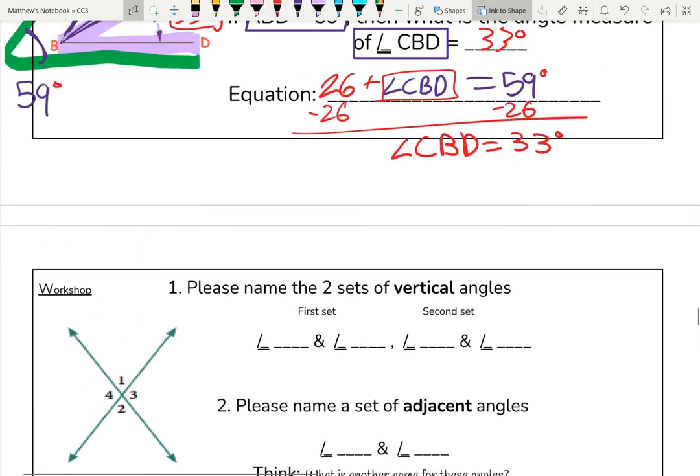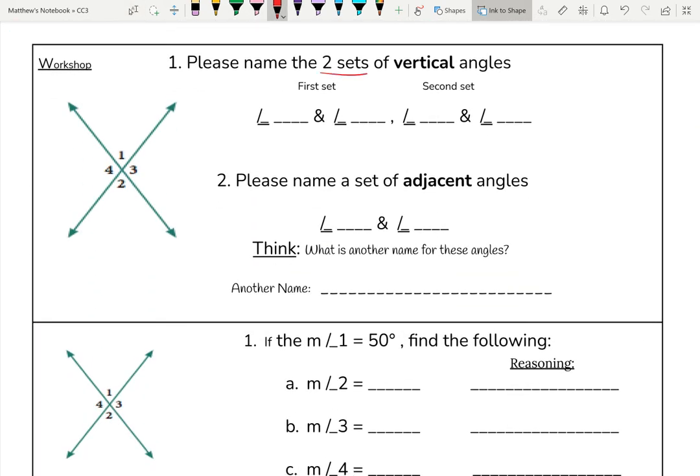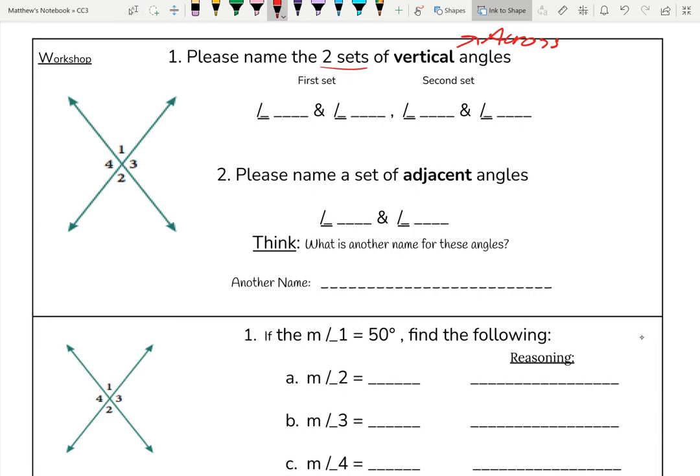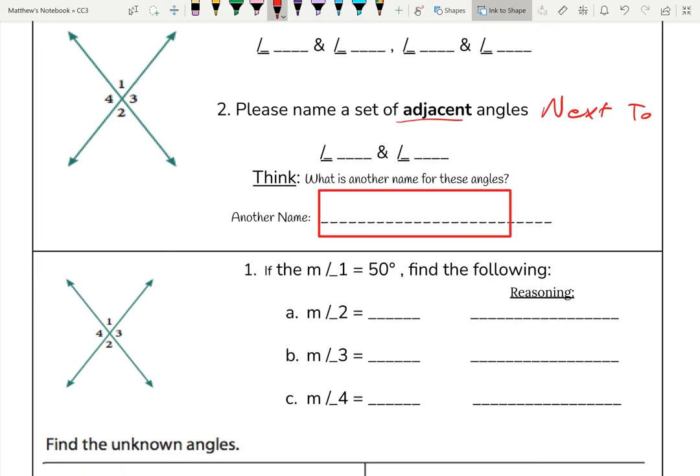So now what you're going to do is use this example above to complete this workshop, naming two sets of vertical angles, so angles that are across from each other. And then after you find the vertical sets, you're going to look for the adjacent angles. So what angles are right next to each other? And then what do you call these angles that are right next to each other? For example, 2 and 3, yeah, we could call them adjacent, but we could also call them something else, because guess what? They create a straight line and add up to 180.